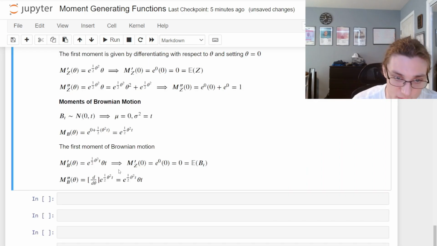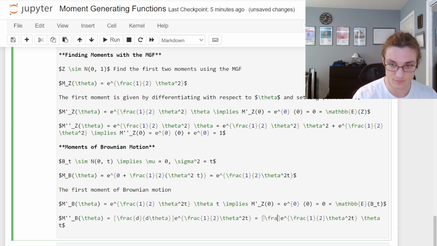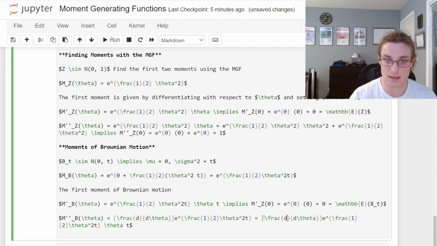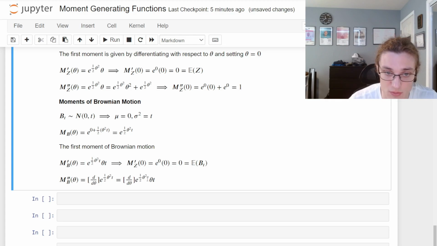All right, so that's the first derivative. We still need to apply the derivative operator again, d/dθ. So if you notice here, this quantity is that first derivative, which we get right here. Now we're going to differentiate again. We're going to use the product rule.